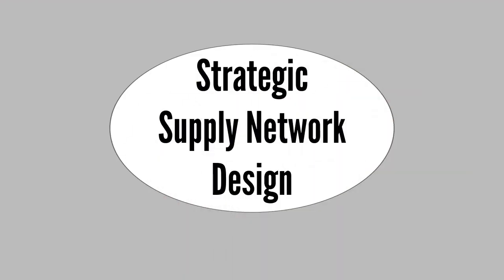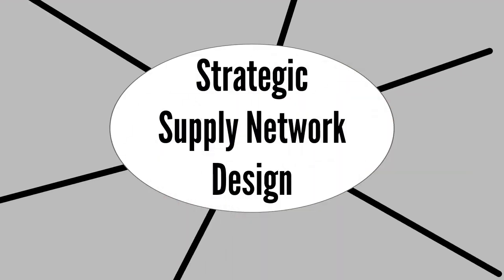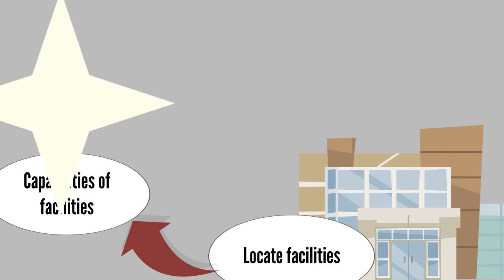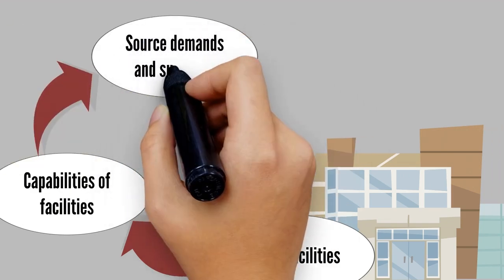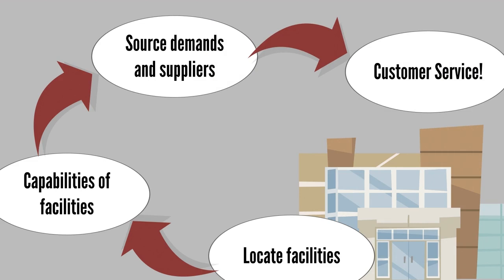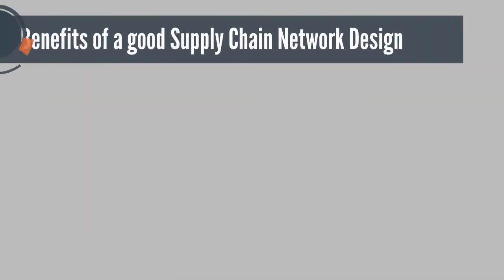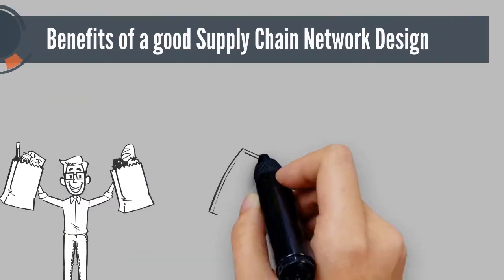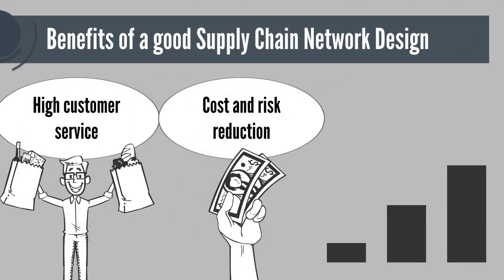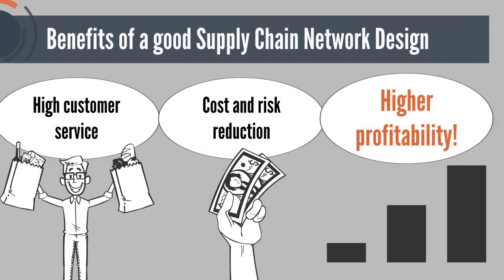In order to make this network efficient, companies need to focus on strategic supply network design. This is the process of locating facilities, determining the capabilities of these facilities, and determining how to source demands and suppliers to maintain a high level of customer service. Some benefits of a good supply chain network design are higher customer services, cost and risk reduction resulting in higher profitability.